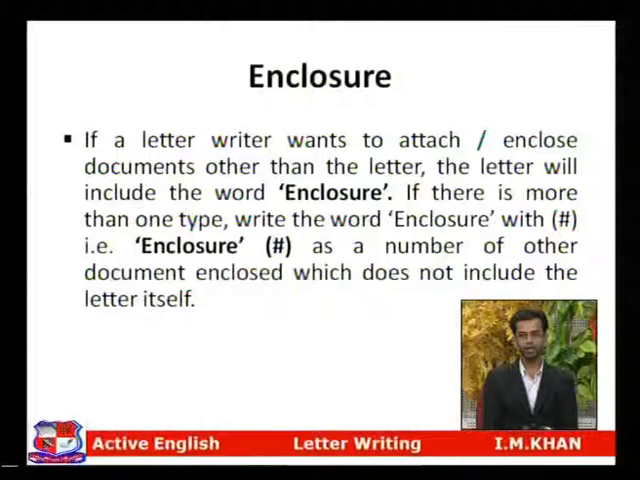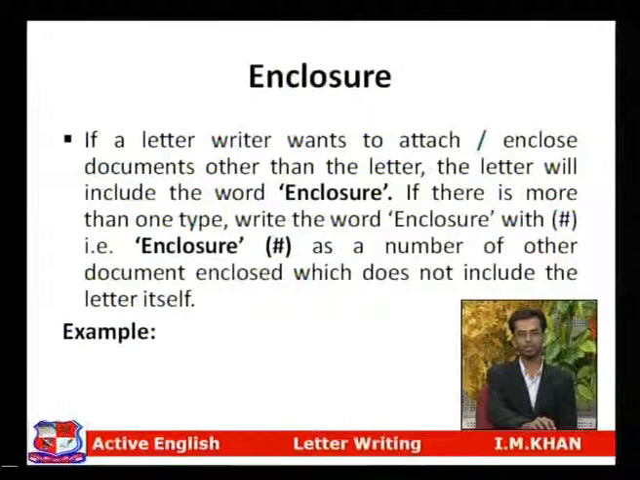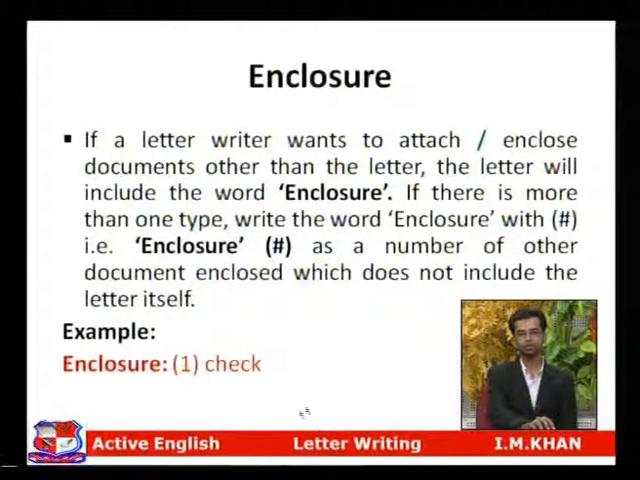In the list of enclosures, the letter will not come because it is not a document, it is the main letter, so it will not be included in the enclosure. Here is an example of how you can write the enclosure. You can write the full word enclosure, then you can put a comma or colon, and then you can give a number. If the enclosures are more than one, then you can give the numbers. For example, one is check, the second is a file page.